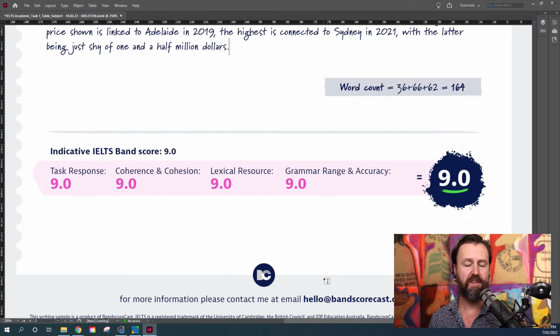When it comes to lexical resource, that's vocab, and again, we've used some really good stuff here. So again, we could argue that that's a 9. And for grammar range and accuracy, there are no errors here. So arguably, that is also a 9.